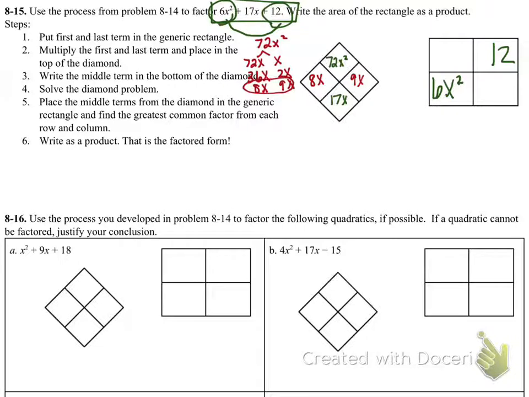Step number 4, just kidding, I just did that. Step number 5, place the middle terms from the diamond into the generic rectangle. So I have my 8x here and my 9x here. Bazinga. And then find the greatest common factor of each row and column. I'm going to switch this over to purple because let's be real, we need a change of pace.